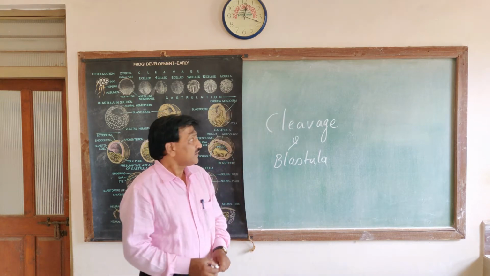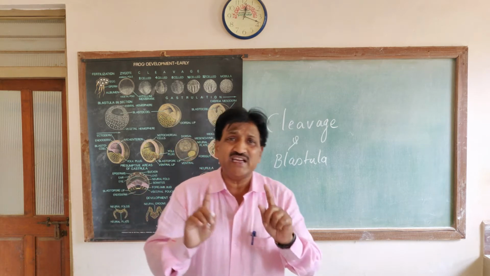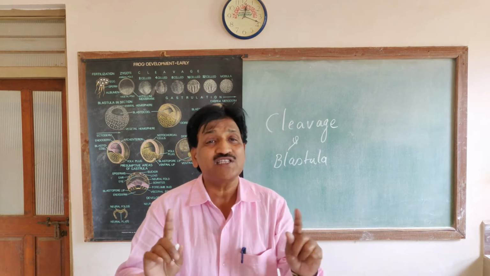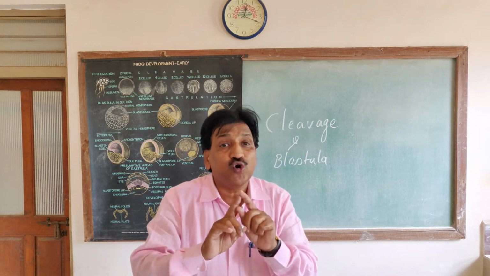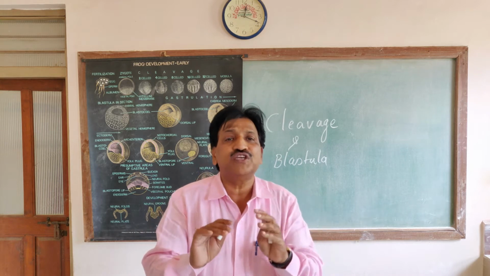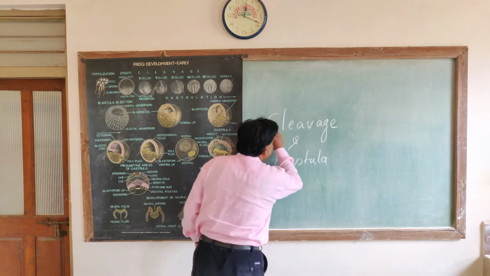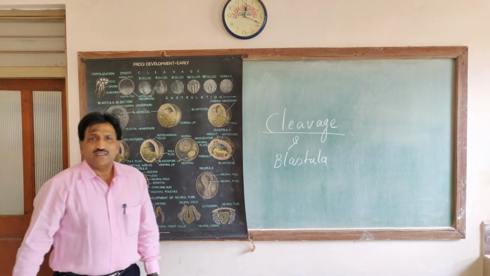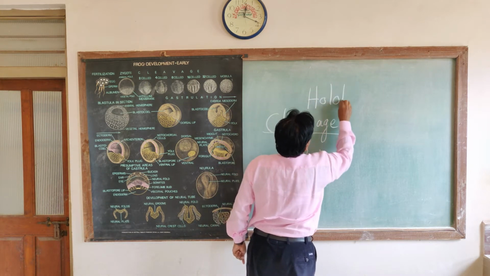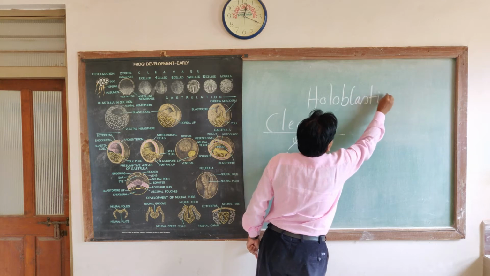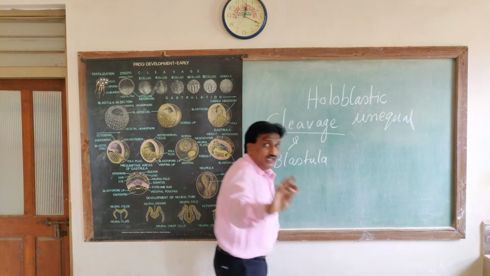Okay, now here, during cleavage, the number of cells is increased, but not the size. I mean, no growth at all. Growth is totally absent. Now in the case of the frog, the cleavage is holoblastic, unequal.